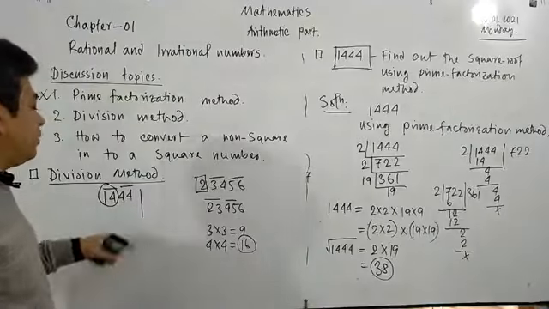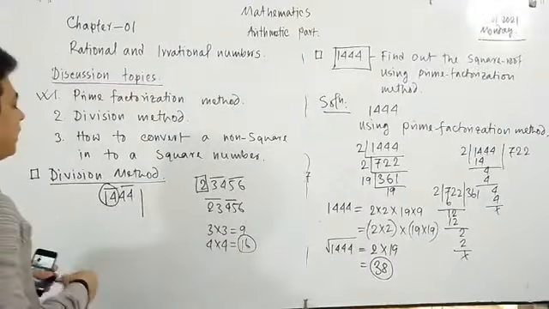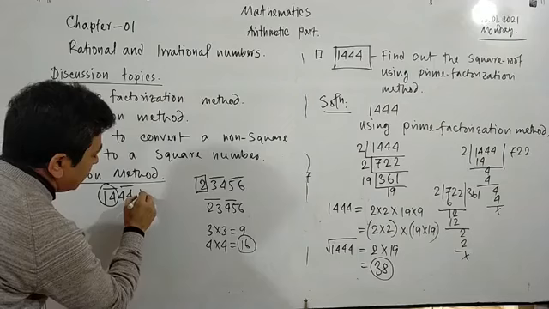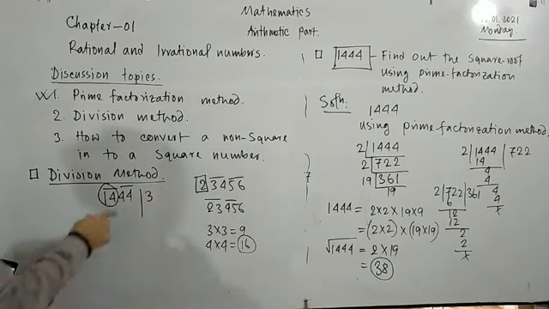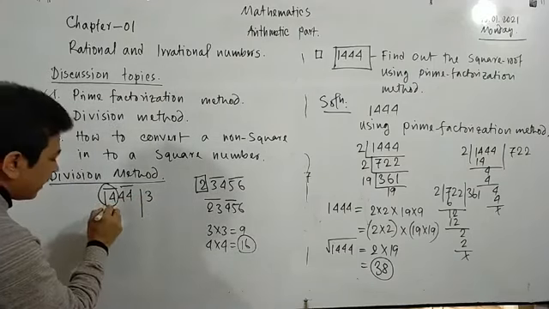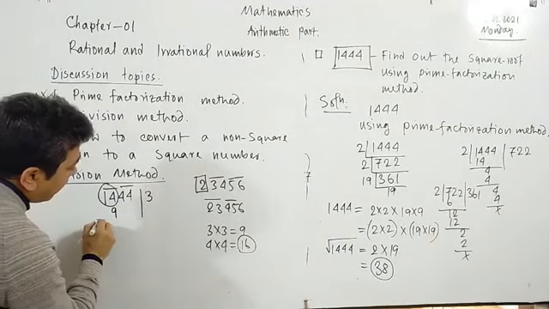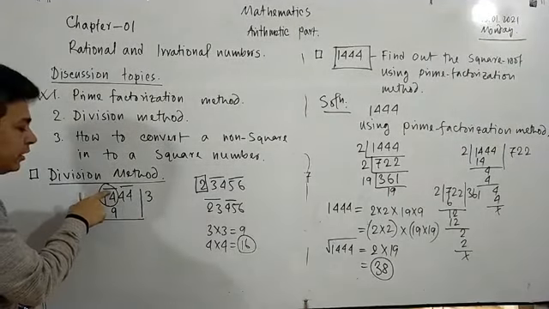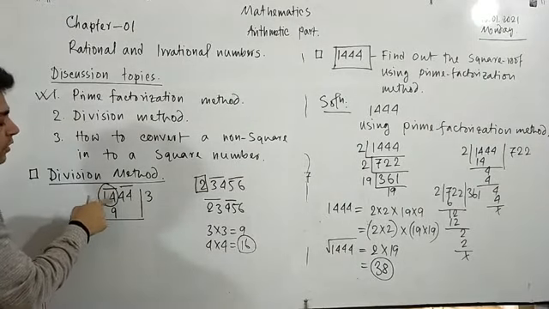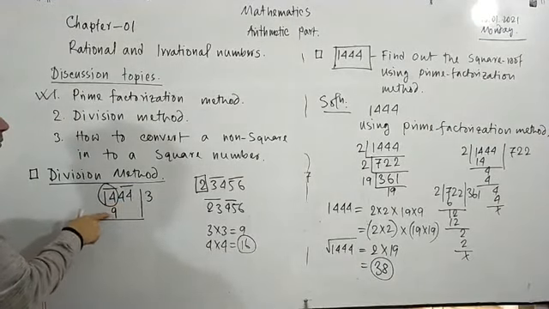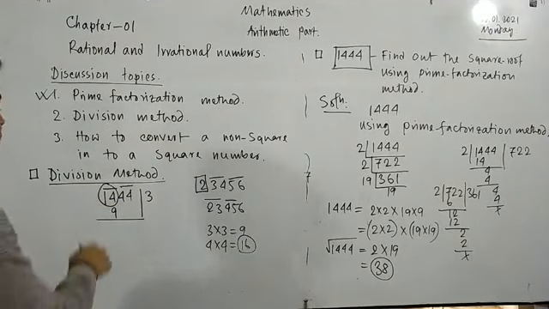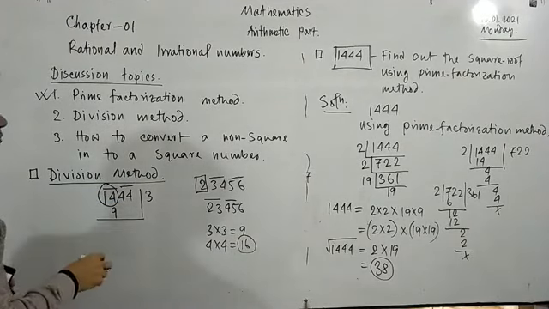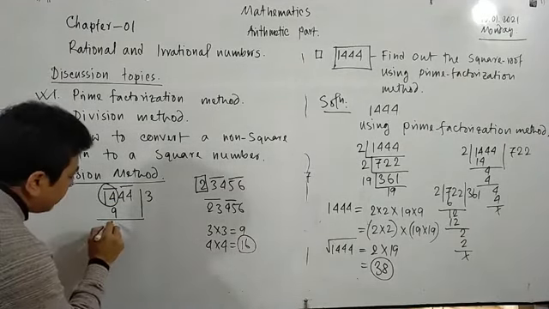So we have to take 3. 3 into 3 is 9. So we put 3 in this part. 3 into 3 is 9, we put it here, and after that we draw a line and subtract from 14. We have to subtract 9 from 14. If we subtract 9 from 14, we will get 5.